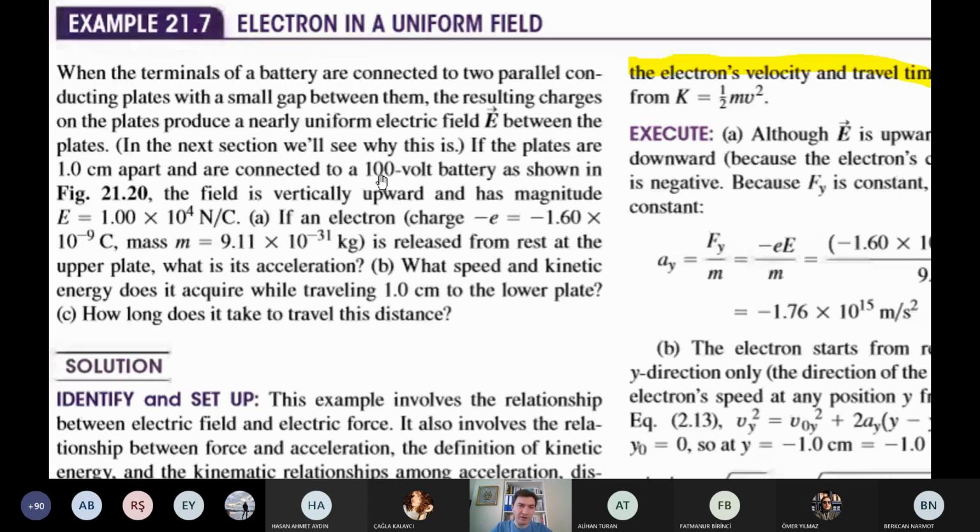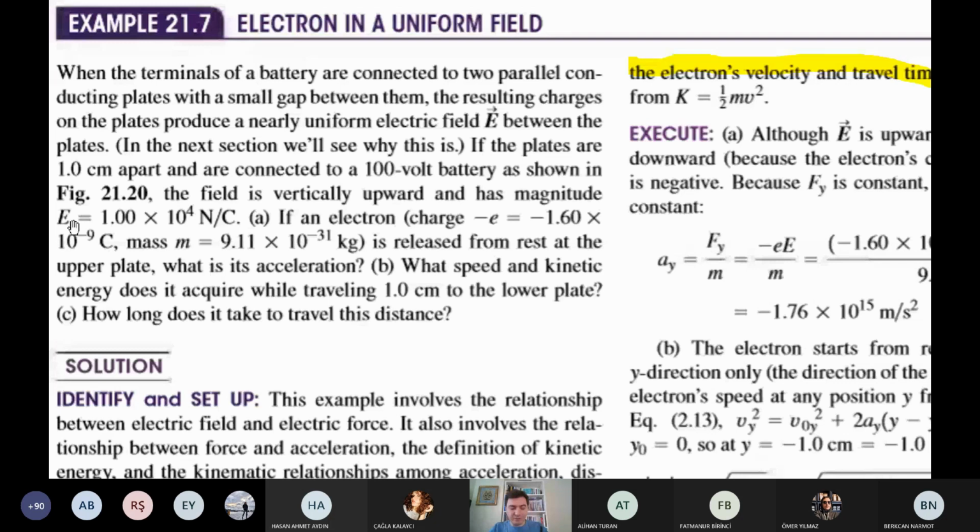in the figure here, the field is vertically upward and has magnitude 1 times 10 to the 4 Newton per Coulomb. This is the magnitude of the electric field. During physics 1, I always insisted on the units, okay? You must be very careful with the units. Here, the unit of the electric field is given, but you can also produce this unit by yourself.